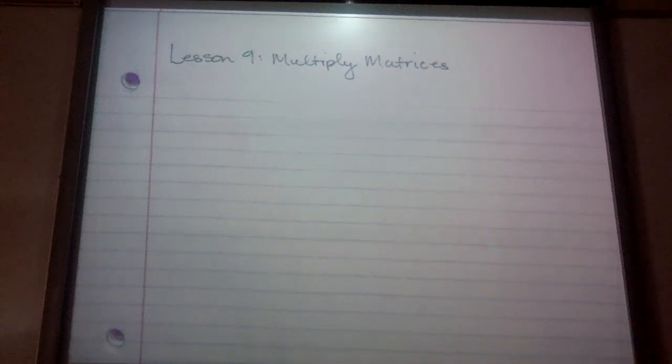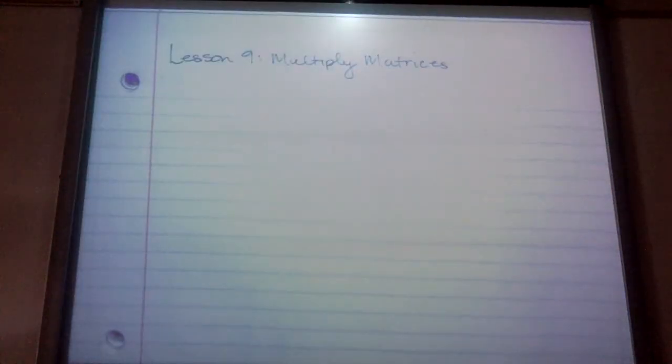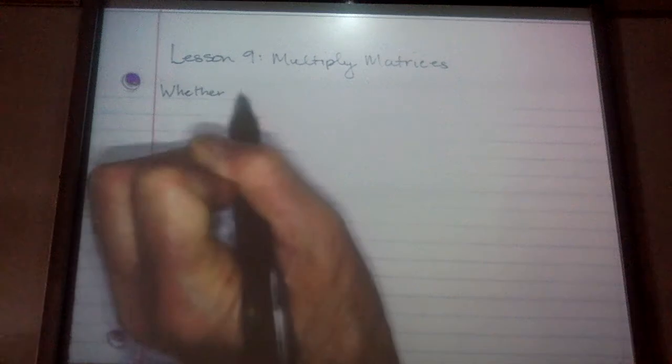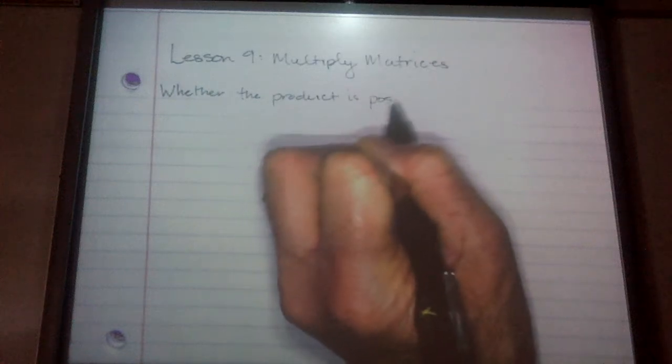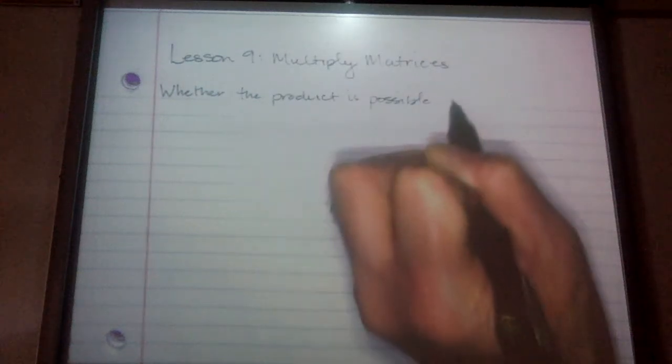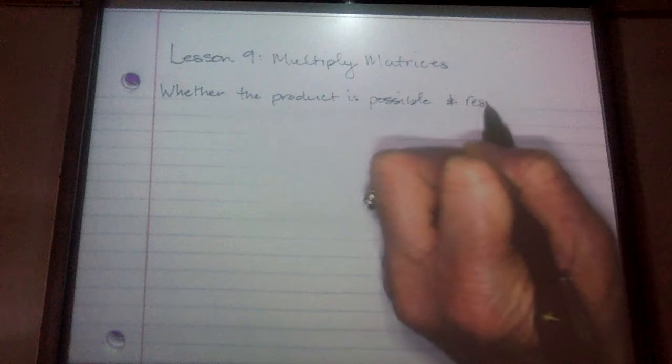So lesson 9 is an extension of matrices. Now we've already covered how to add them and subtract them and find missing pieces. Today we're going to go over how to multiply matrices. So first we're going to talk about whether a product is possible, and the resulting matrix.